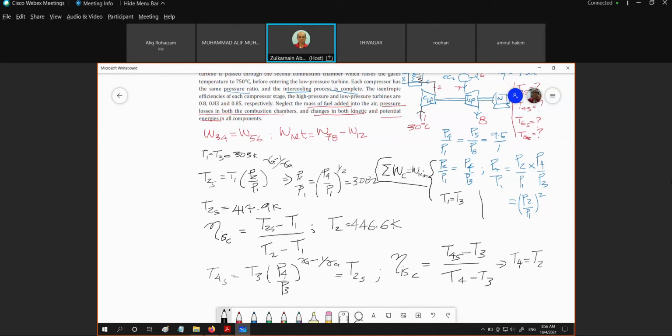Okay? So it's up to you. If you don't understand, do it individually. This is only for the case of the three things that I mentioned before: same pressure ratio, complete intercooling, same isentropic efficiency. If there are differences, then you need to calculate individually what I have written right here. Okay? Any question?